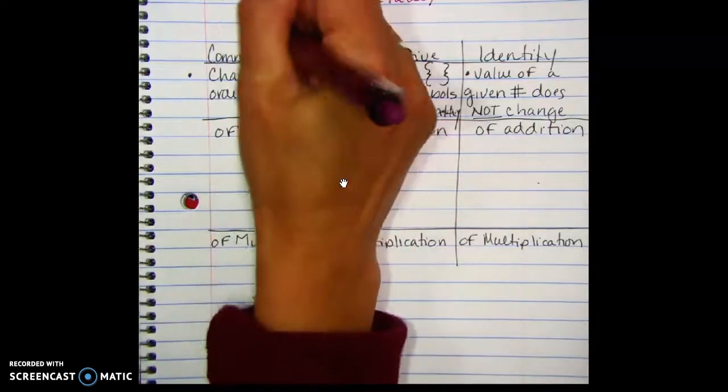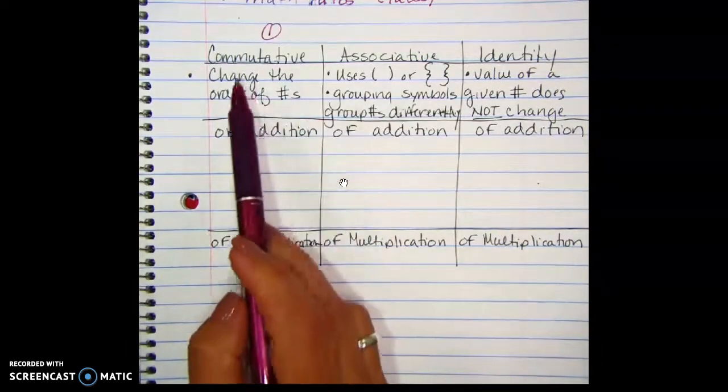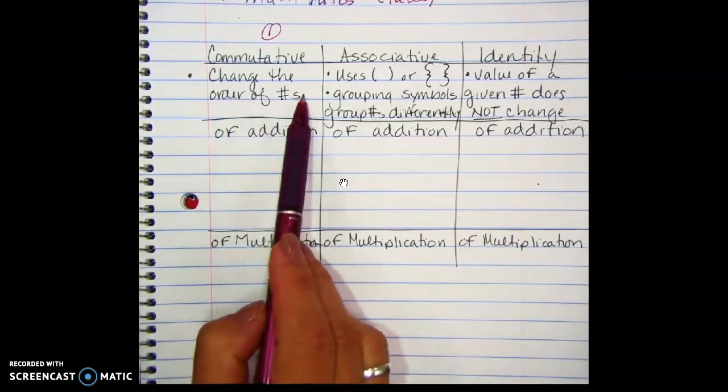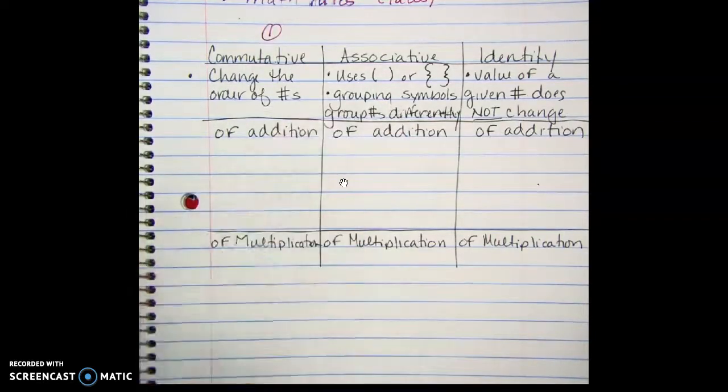There we go. So the first one is the commutative property. And what commutative means is to change the order of the numbers. So they can switch around. Okay, we're going to stay with this.